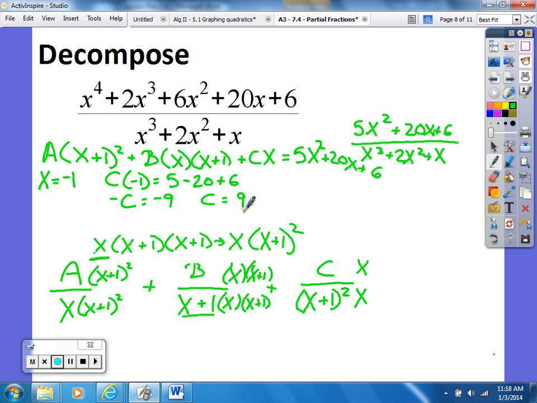What number do you want to pick next? 0. So x equals 0. Will this cancel? No, what's 0 plus 1 then? And 1 squared is? So this would be A, right? How about this? Does this cancel? And if I put in 0 here, that cancels, and I'm left with A, I've got C. How do I find B?